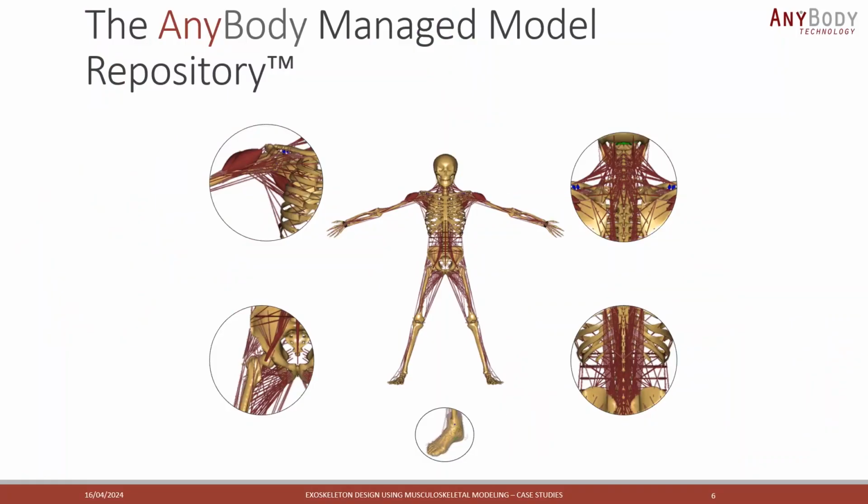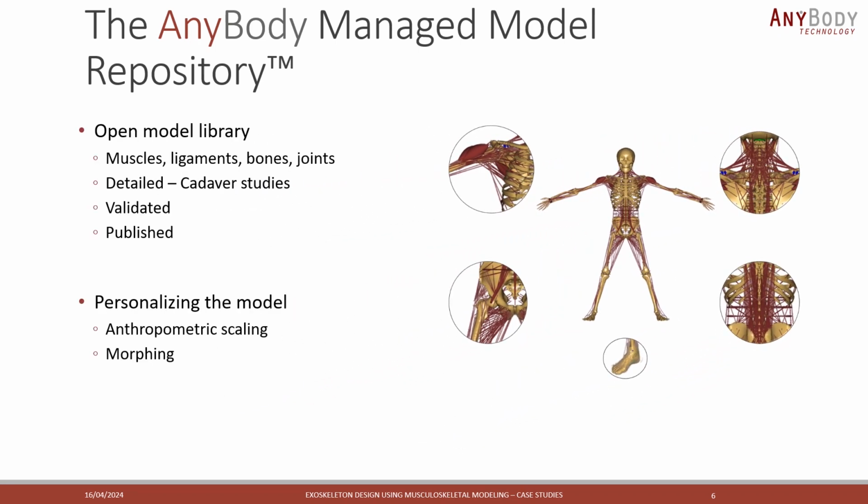The Anybody Managed Model Repository is an open library of models. It contains a detailed representation of the human musculoskeletal structure. It has models of bones, joints, muscles, and ligaments. This detailed dataset comes from several cadaver studies done by different research groups. The models have been validated in many studies, and several publications have used these body models. The model can be personalized using easy-to-use anthropometric scaling methods or more detailed methods such as subject-specific morphing with the image data of the patient.